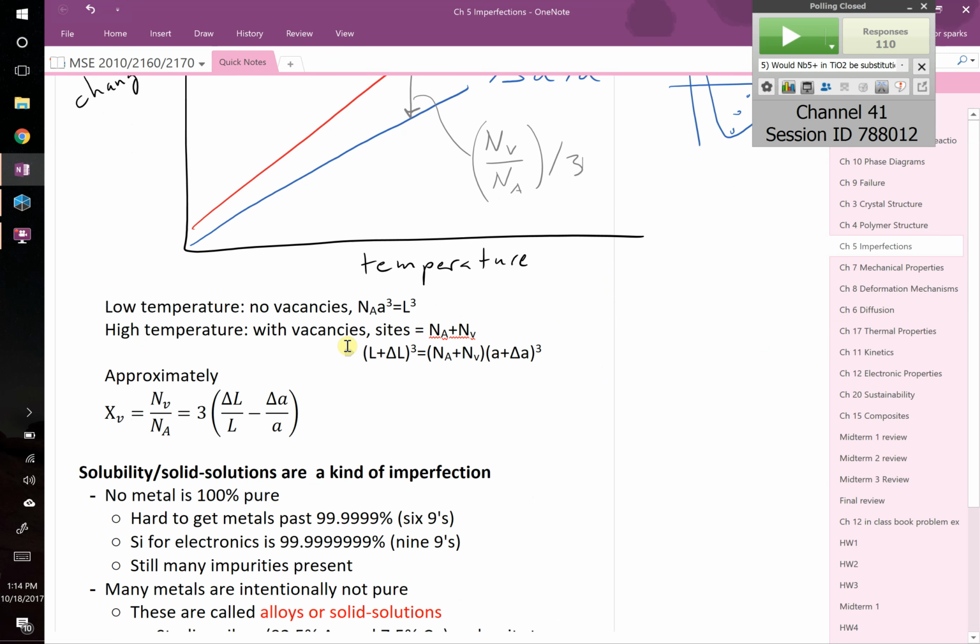But now when you account for high temperature, where there's vacancies that exist, you have to modify that because the total number of sites is no longer just NA. It's NA plus NV. It's however many vacancies you have, right? So therefore your L, you can't just use L cubed for your volume. It has to be L plus delta L. So from this expression, we create this. XV, that's your fraction of vacancies, right? Your fraction of total sites. That's equal to NV over NA, and that's equal to 3 times delta L over L minus delta A over A. Okay? Other questions I can answer about this?